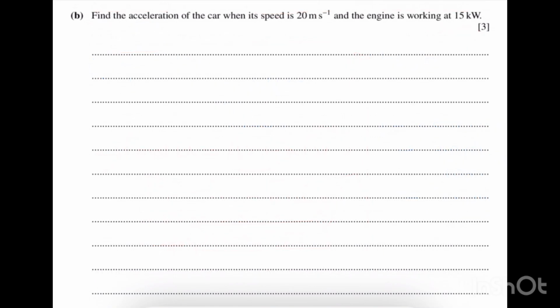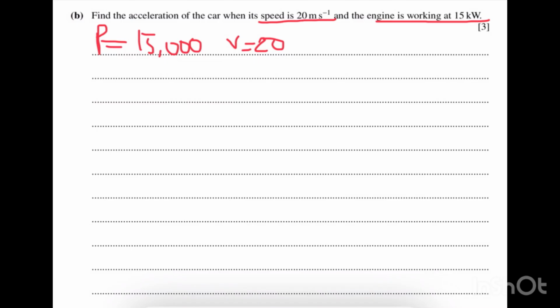For part B, they're saying to find the acceleration of the car when its speed is 20 meters per second and the engine is working at 15 kilowatts. So what they've given us is the power again, which is equal to 15,000 watts, and its speed is 20. Now note, they have told us that this is not a constant speed, so in this case there will be acceleration.